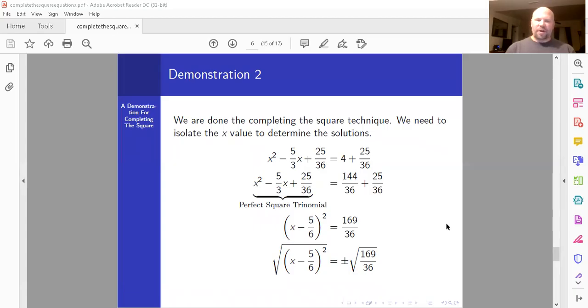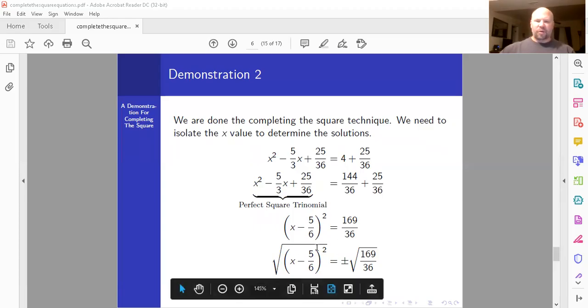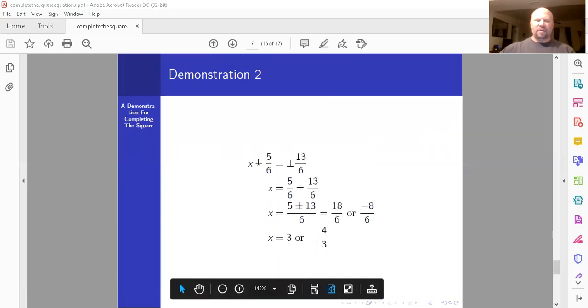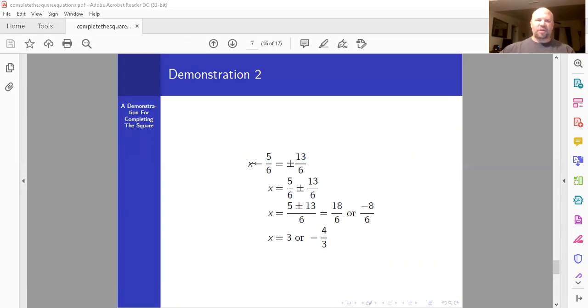Again, we have something squared equal to a number. We go back to our square root solving procedures, taking the square root of both sides, add plus or minus on the side that doesn't have the x's on it, and simplify down. We end up with a nice linear equation in x. Add 5/6 to both sides. So we have 5/6 plus or minus 13/6.